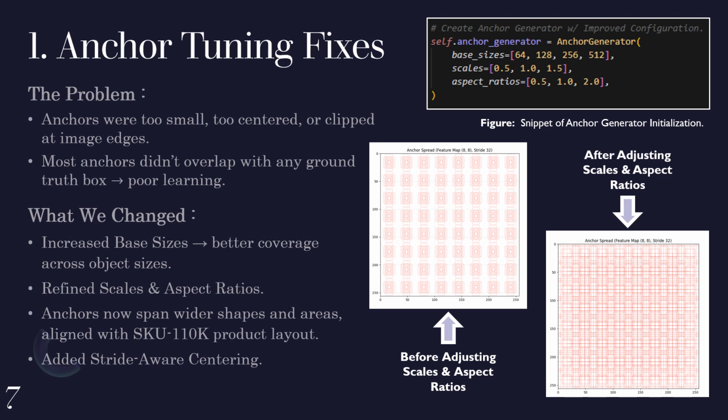So what we did to fix this was we increased our base sizes and tweaked the scales and aspect ratios so that our anchors now cover a wider range of object shapes and sizes. You can see that in the code snippet at the top. And now, after that, you can see that they're placed more evenly across the image. As you can see in the after image, it takes up the entire image, and it's not modular. It takes up little pieces of the shape, but it gives us a better overlap of the products and way more useful training signals.